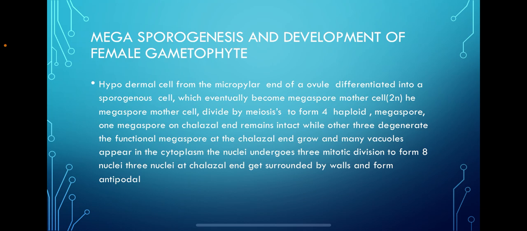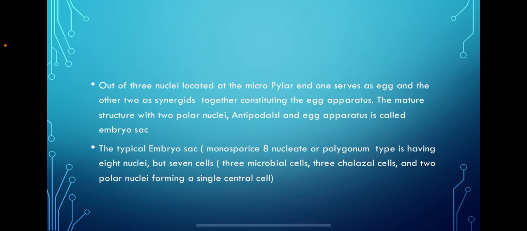The nucleus undergoes three mitotic divisions to form eight nuclei. Three nuclei at the chalazal end get surrounded by walls and form the antipodals. Of the three nuclei located at the micropylar end, one serves as the egg and the other two as synergids, which together constitute the egg apparatus. The mature structure with two polar nuclei, antipodals and egg apparatus is called the embryo sac. The typical embryo sac, monosporic eight-nucleate or Polygonum type, has eight nuclei but seven cells: three micropylar cells and three chalazal cells, with the two polar nuclei forming a single central cell.